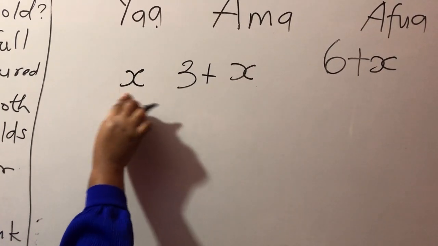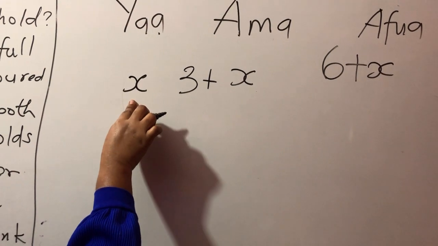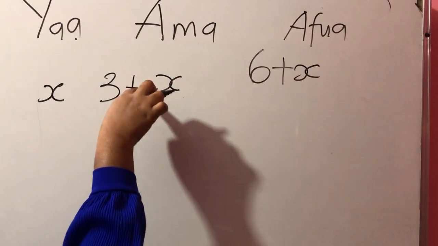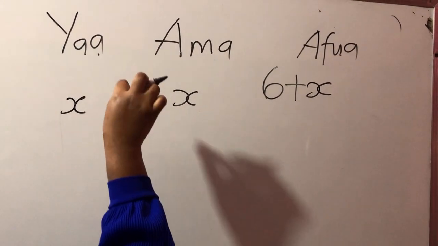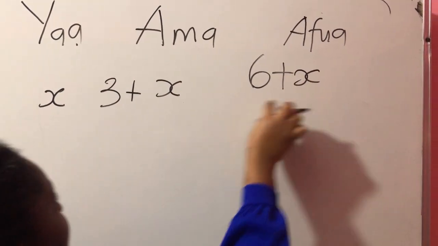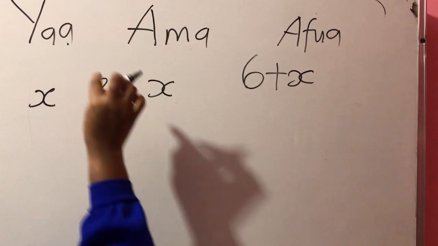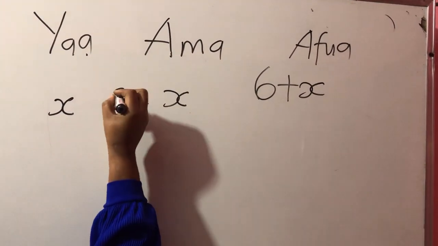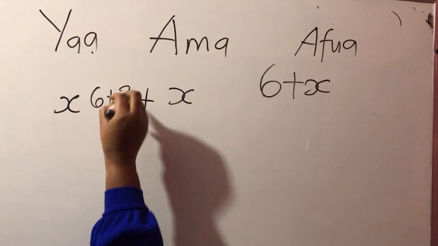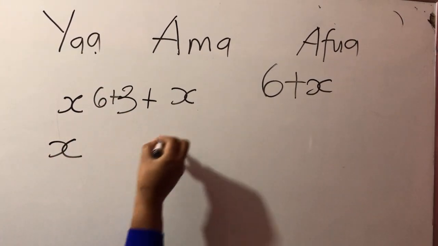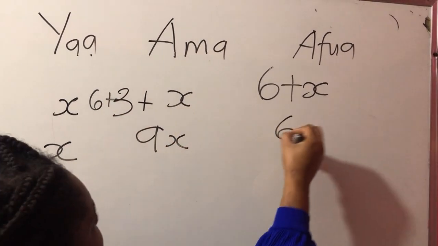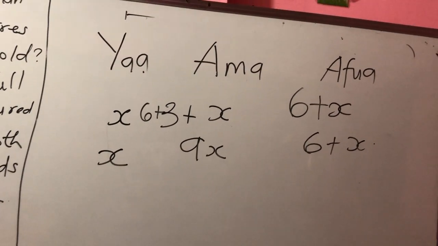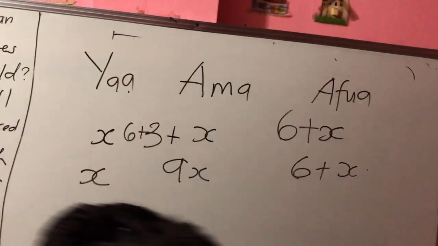Yes, oil is what we don't know, and you are supposed to find it. So what we don't know is what you are representing as X. Now, Ifua has 6 more than Ama. No, Ama has 3 more than Ifua. Now, if Ifua has 6, that means Ama has what? 9 now. So it's going to be what? 6 plus 3, becoming what? 9. So let me rewrite it. 9 and 6 plus x. Because of time, I'm rushing, but you have to get the understanding.